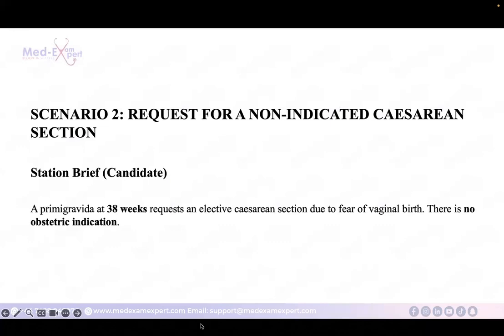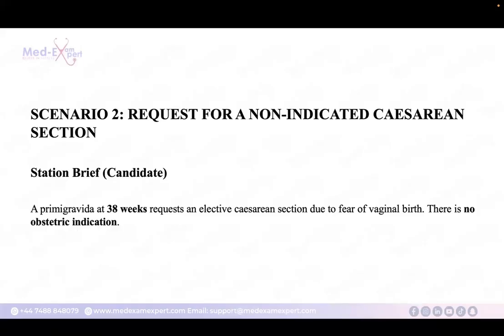Okay, so nobody wants to volunteer, so I'll just read it for you, okay? So this is a primigravida at 38 weeks. She's requesting an elective cesarean section due to fear of vaginal birth. There's no obstetric indication, okay?